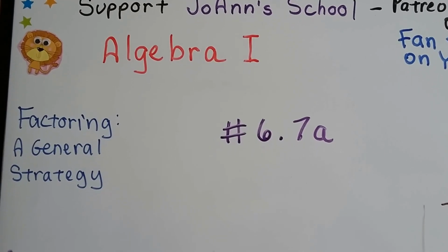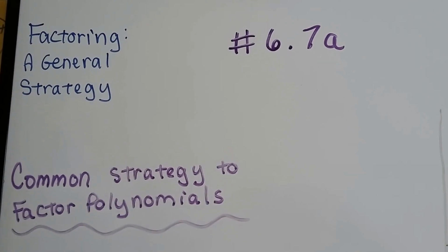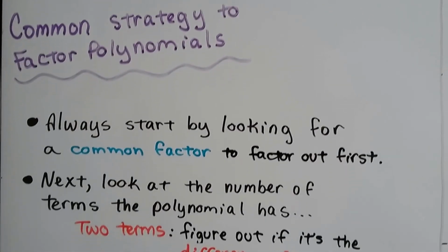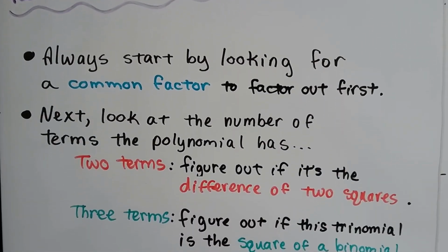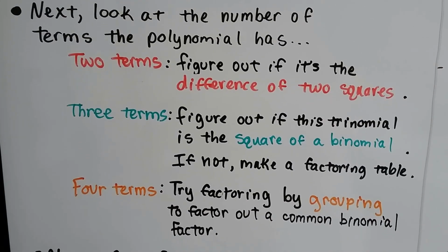Algebra I 6.7a is a common strategy to factor polynomials. So this is just a general strategy, okay? Always start by looking for a common factor to factor out first. Next, look at the number of terms the polynomial has.